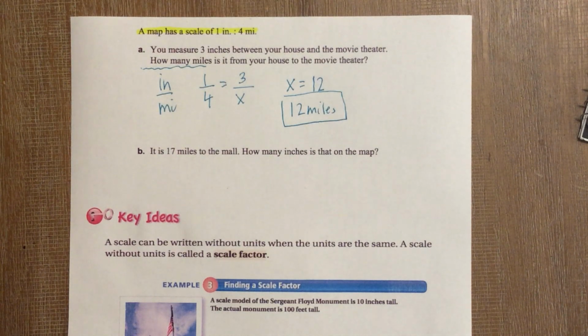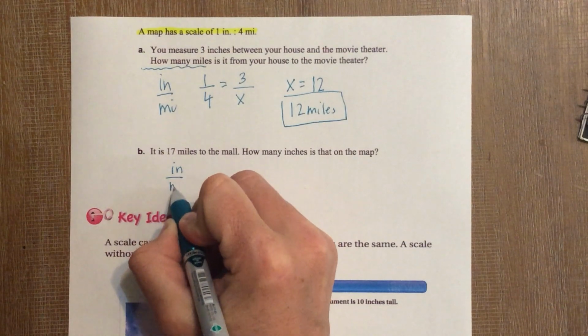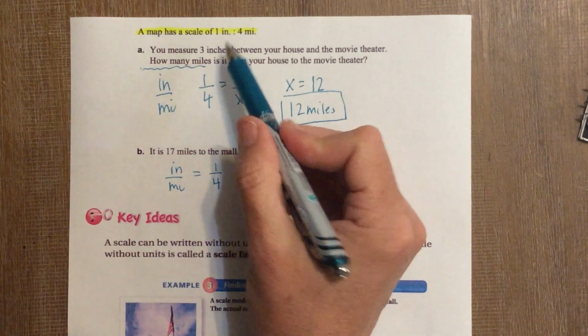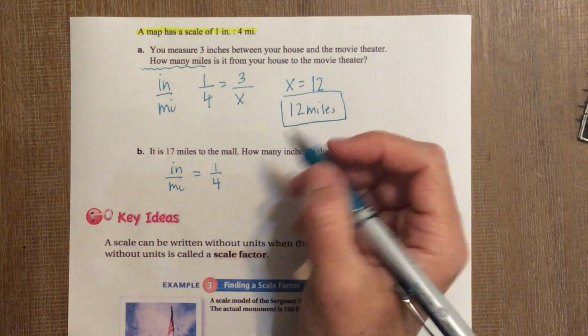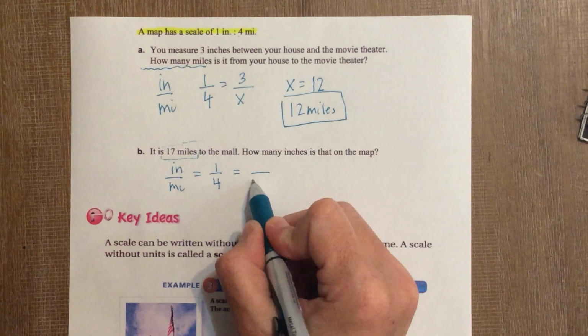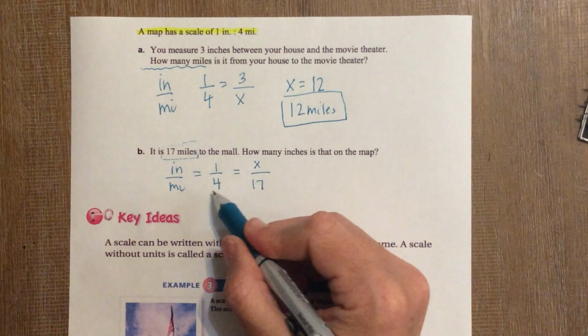Okay, hopefully you paused it. We're going to use our same scale here. It is inches over miles. Our first ratio is the one that's given. Okay, that's your scale. And it says it's 17 miles. Well, 17 goes down here where the miles go. Our unknown is our inches.